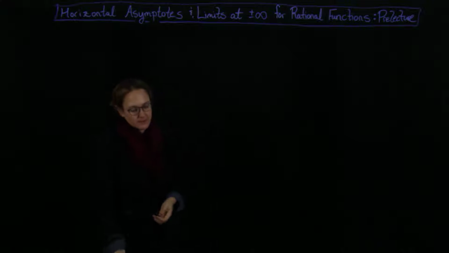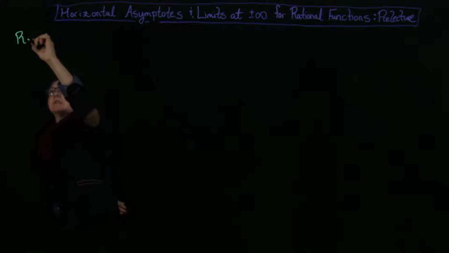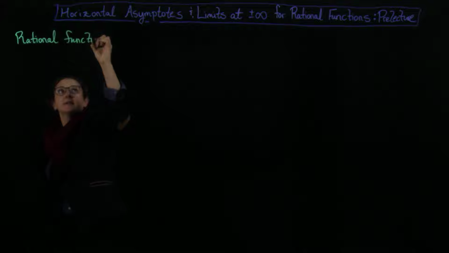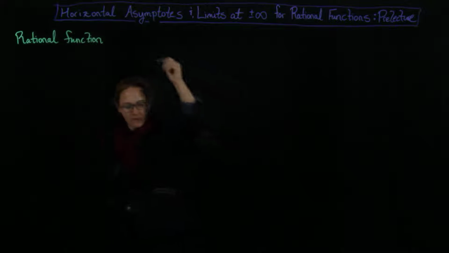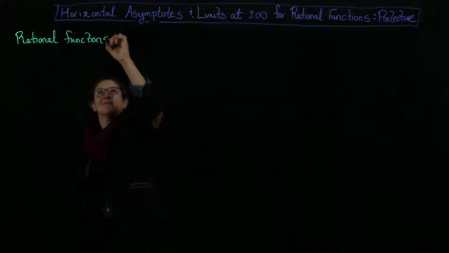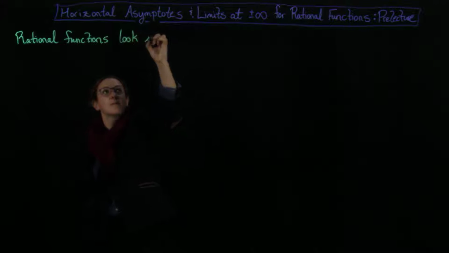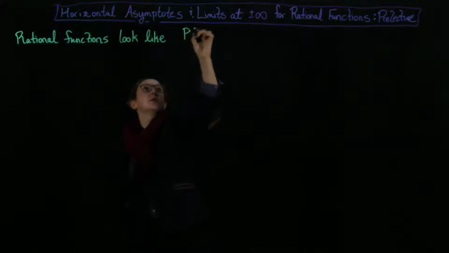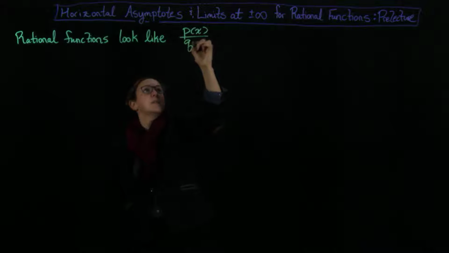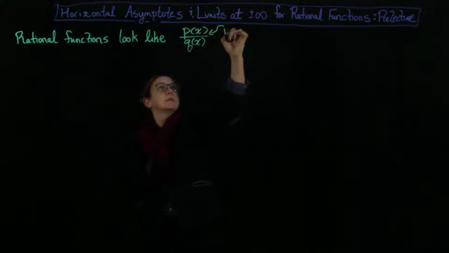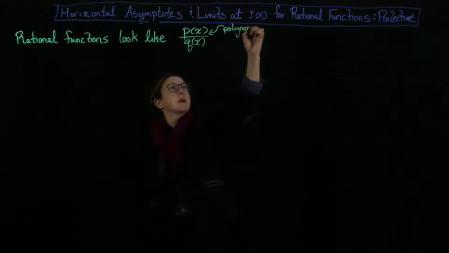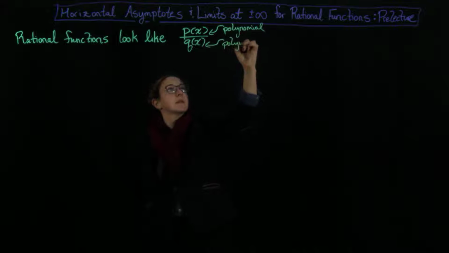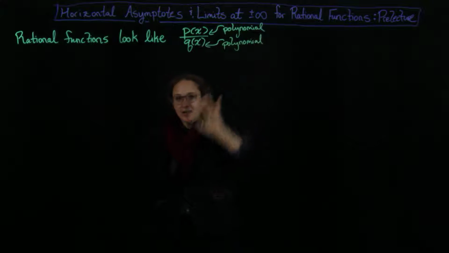So let's start with what a rational function looks like. They look like some kind of polynomial divided by a polynomial. Okay, so this is a polynomial, and this is a polynomial. Great. So let's just look at some examples really quickly.